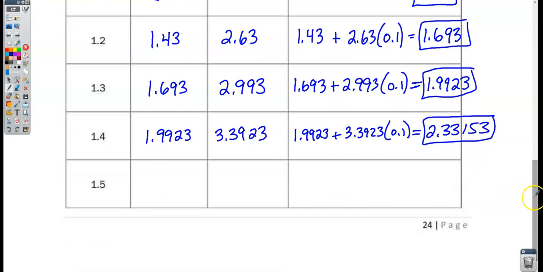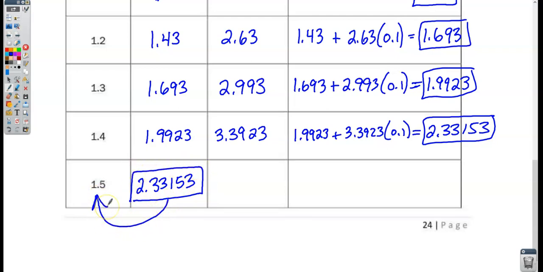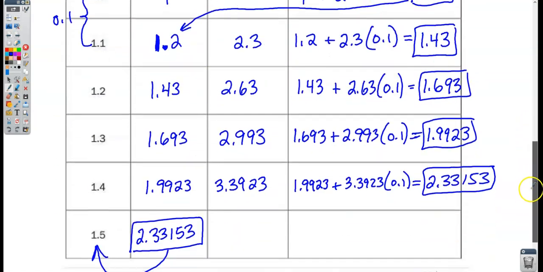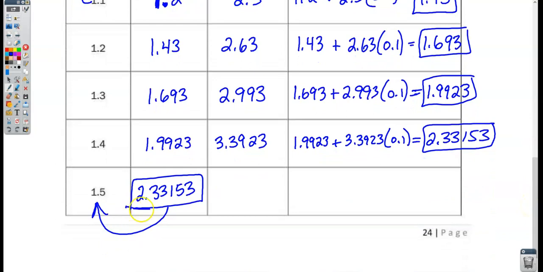And then I bring that down, and when I hit this bottom row, I'm done. This is the value of y, the approximation for the function at x equals 1.5. And so we are going to approximate that the value of f(x) in this particular problem is going to be 2.33153 at x equals 1.5. All right, so that's what Euler's method is, a peek behind the curtains at how it works, and then a first example of setting up an Euler table and using that to calculate the approximation at a given point.